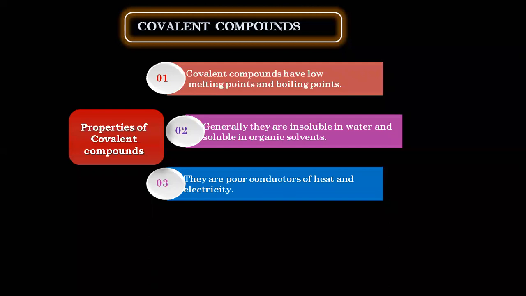Come on, everyone, repeat the properties of covalent compounds. Covalent compounds have low melting point and boiling point. They are insoluble in water and soluble in organic solvents. I have already explained to you the meaning of organic solvents. Who is going to tell me that? What are organic solvents? Anybody remembers? Organic is the one which contains carbon. Very good. The solutions which contain carbon are called organic compounds. Diesel, petrol, kerosene, these are all organic compounds. And they're also poor conductors of heat and electricity.